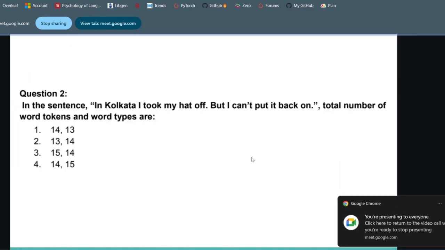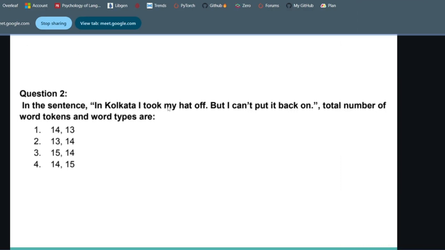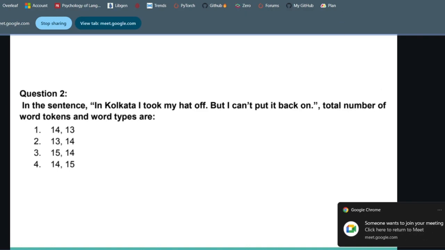Our next question is, you're given this sentence: in Kolkata, I took my hat off, but I can't put it back on. This is a very fundamental question. We need to answer what are the total number of word tokens and word types that are present in this sentence. Again, I would request all of you to try the question once, to give in your inputs, and we'll discuss the problem in maybe 1 minute's time.